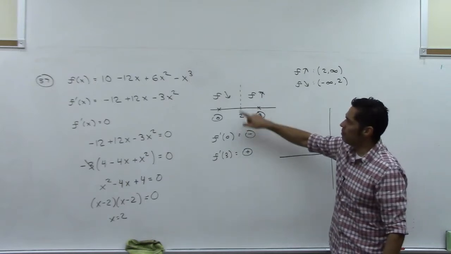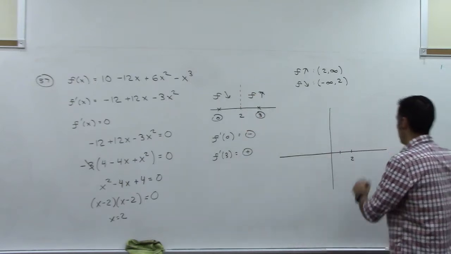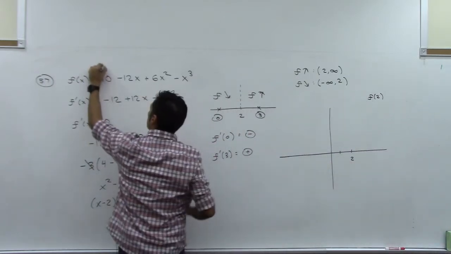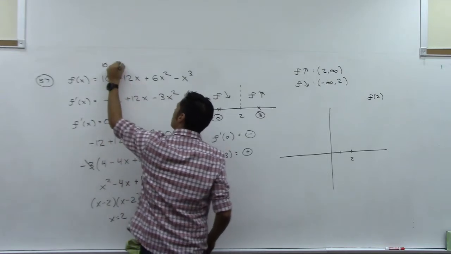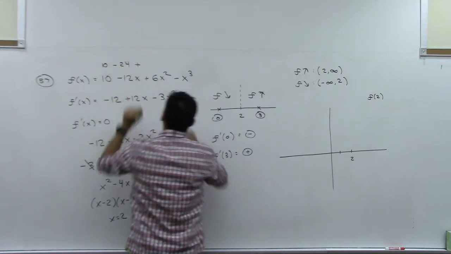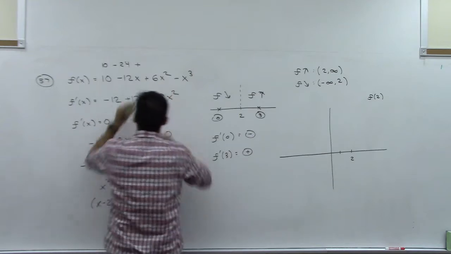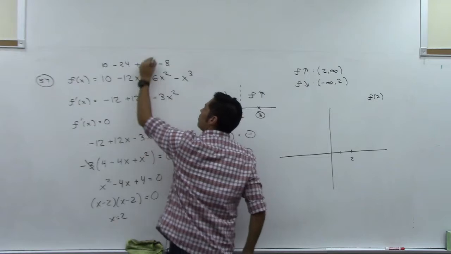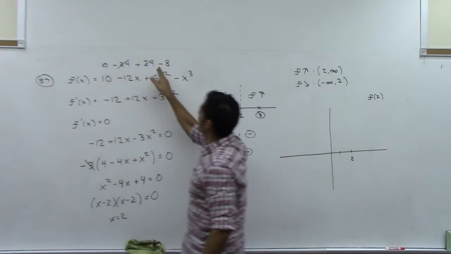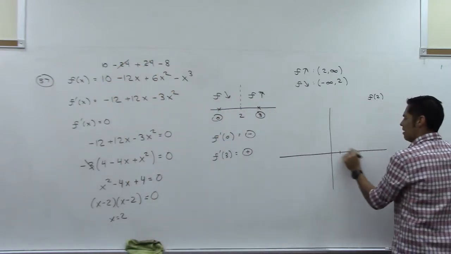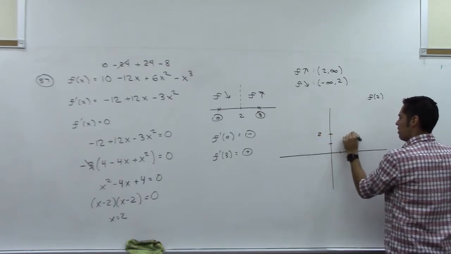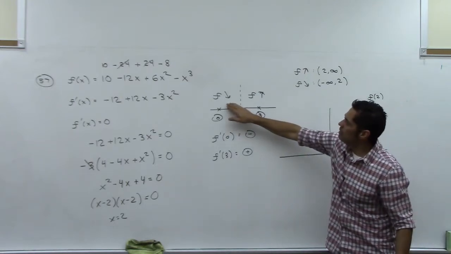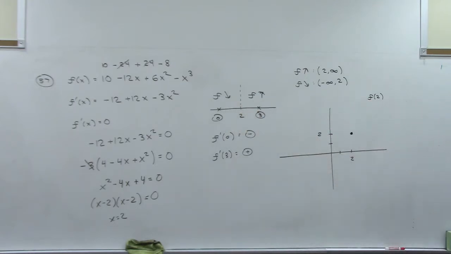I'm going to take this 2, I'm going to plug it into the original function. So I want to know real quick, what is f of 2? So plug 2 into this. 10 minus, let's see, 2 times 12, so that's 24, plus 2 here, 2 squared is 4, times 6 is 24, and then minus 2 cubed is 8. And these 24s cancel, and you just get 10 minus 8, which is 2. So at 2, when you plug 2 in, it spits out 2. And I know that my function goes down and then back up.